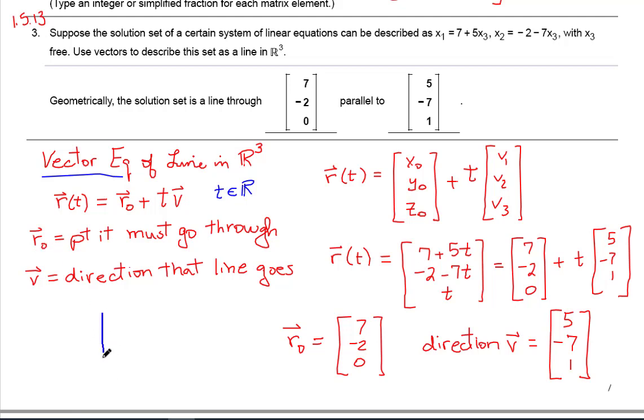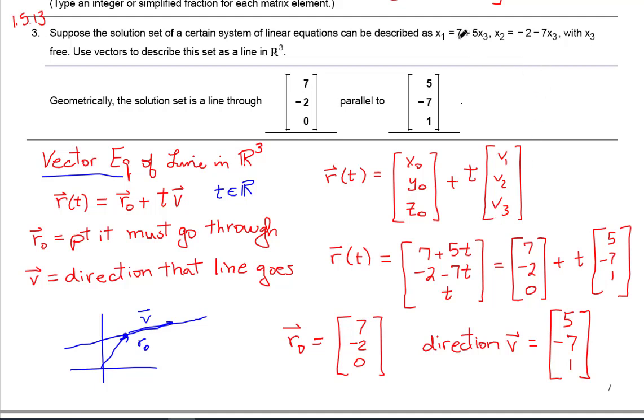Well, R0 is a vector that points to the point that I like my line to go through. Alright, so let's say here is the point I want my line to go through. Then R0 simply points to that particular point. Vector v is a direction that my line is going in. So here's vector v. And so R of t simply draws out every point on the line. So it's of the form x0, y0, z0 plus t times my vector for my direction.